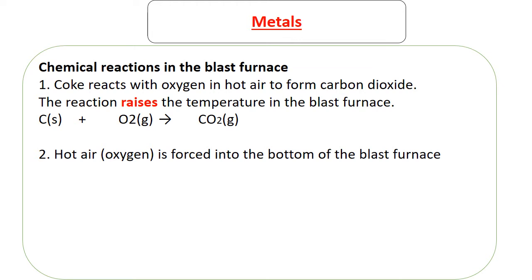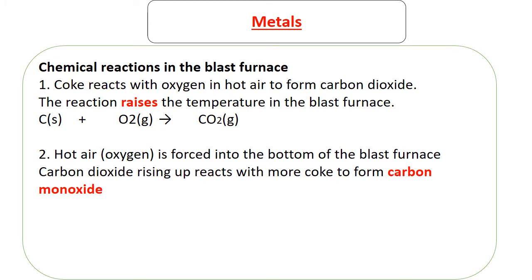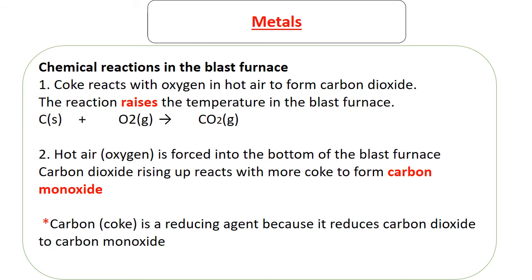Then hot air is forced into the bottom of the blast furnace. Of course, this is oxygen, and of course there will be carbon dioxide. It will force the carbon dioxide, which is inside the blast furnace, to move up. This carbon dioxide, when it moves up, reacts with more coke to form carbon monoxide. So a side note is that carbon is called a reducing agent in this, because it reduces carbon dioxide to carbon monoxide.